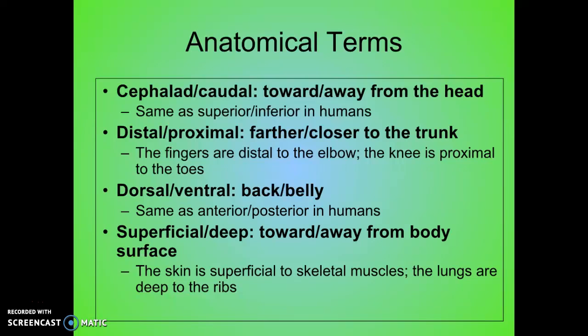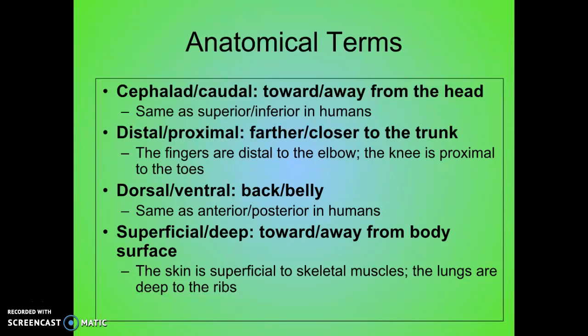Distal and proximal are farther and closer to the trunk on your appendages, so your arms and your legs. So the fingers are distal to the elbow. The fingers are farther away from the body than the elbow is. The knee is proximal to the toes. So the knee is closer to the body than the toes are.